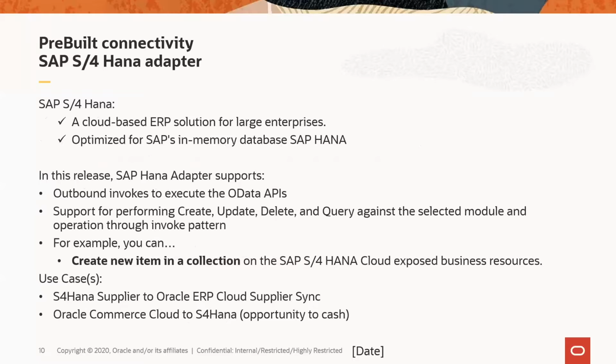So with the SAP S/4HANA adapter, what is SAP S/4HANA? Cloud-based ERP solutions for large enterprises. And then you see the support that we're providing here to execute the OData APIs, support for create, retrieve, update, and delete against the modules through invoke patterns, for creating new items in the collection. And typical use cases could be, you know, opportunity to cache from some front-end shop, like maybe Shopify or Oracle Commerce Cloud to S/4HANA, or supplier sync between S4 and Oracle ERP.